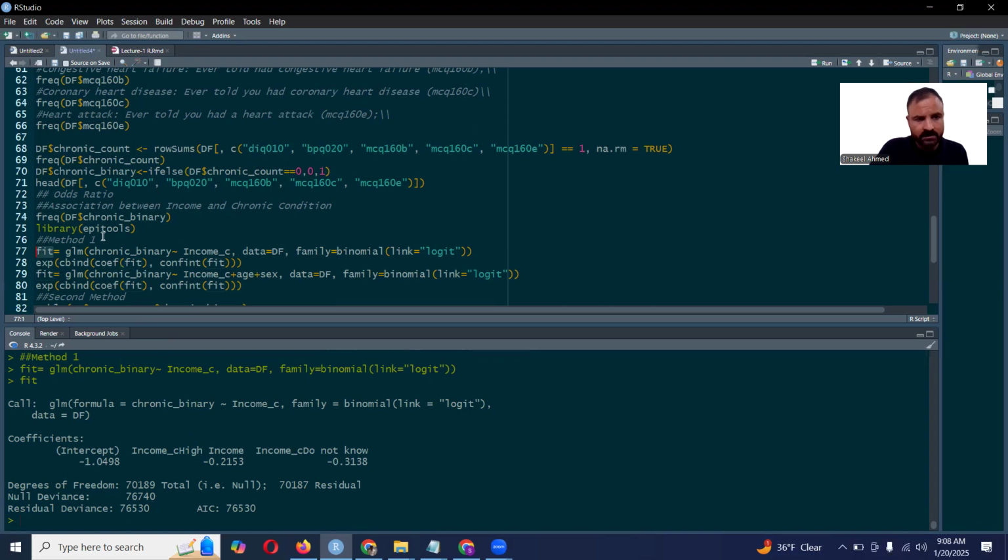So odds ratio means the odds of having disease for a person who has high income divided by the odds of a person who has a low income, the odds of having a disease of a person having low income. So that ratio is basically the exponentiated coefficient. If you exponentiate this coefficient, you will get the odds ratio corresponding to this group as compared to the low income group. So just let's see.